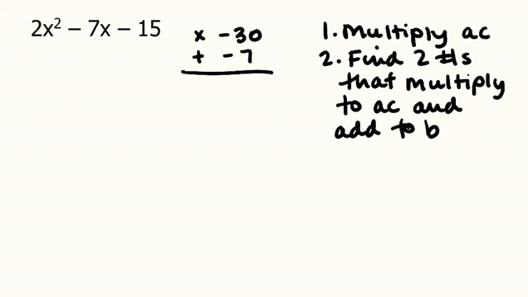Negative 10. Okay. So it's going to be 3 and 10. Which one's going to be negative, though? The 10 will be negative because it needs to be negative 7. All right, so we've got negative 10 and positive 3.